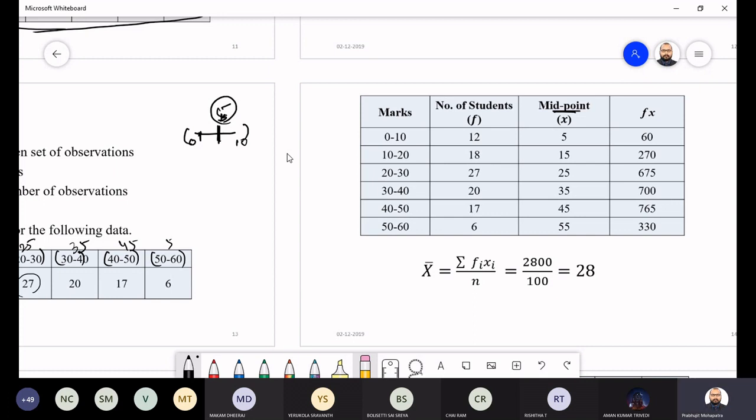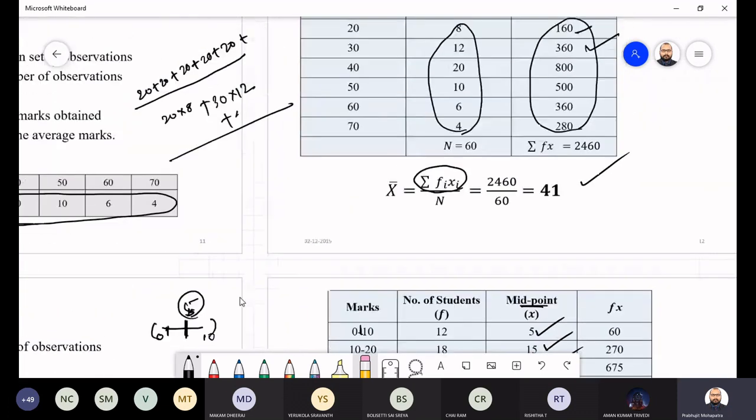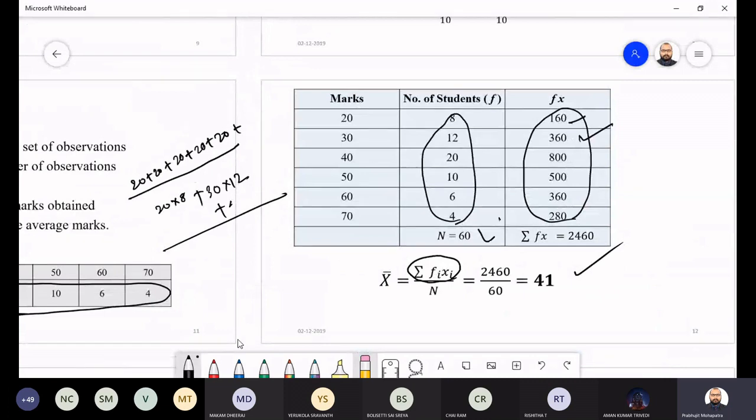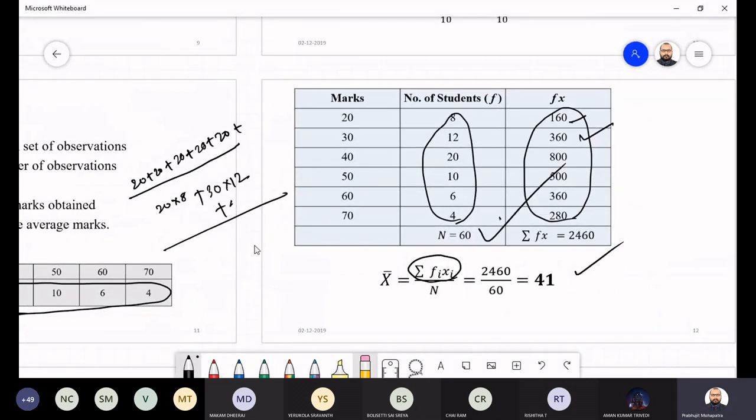Wherever you have the continuous type or class interval, at that time you have to consider the midpoint. So you take the midpoint. Midpoint here is 5. Second class midpoint is 15, 25, 35, 45, 55. And after getting this midpoint, like you used to do previously in the discrete case, same way you have to do. Exactly the same way.